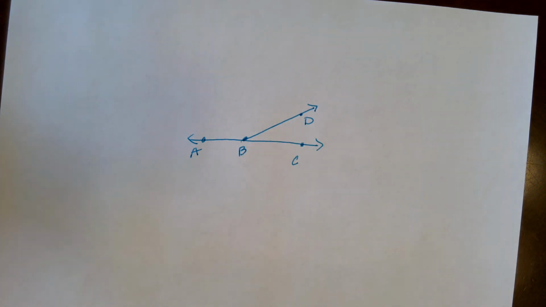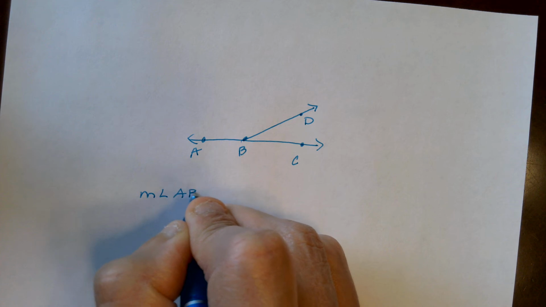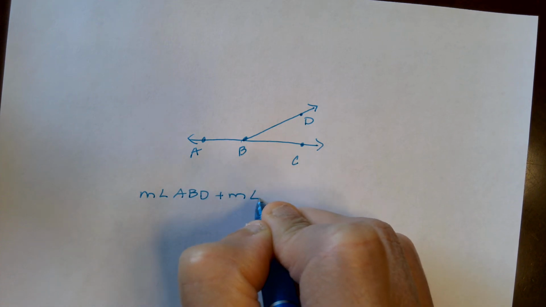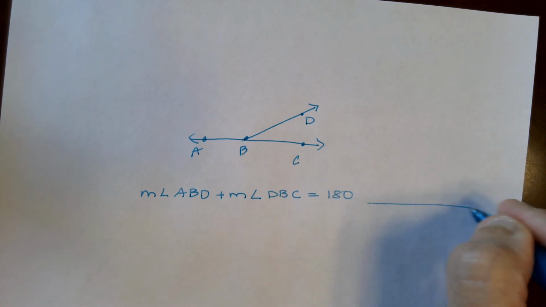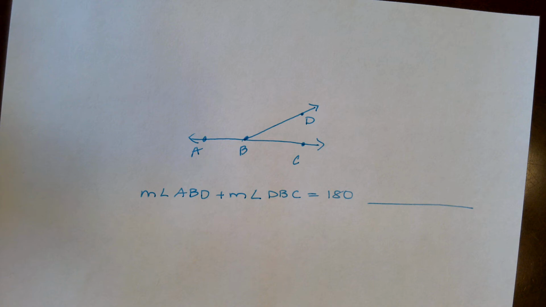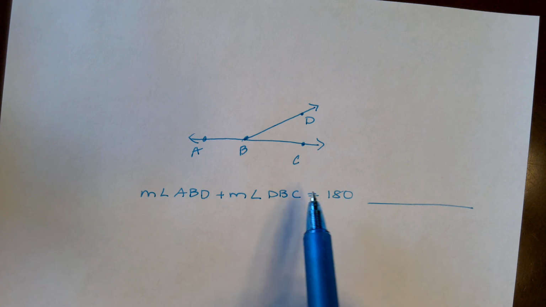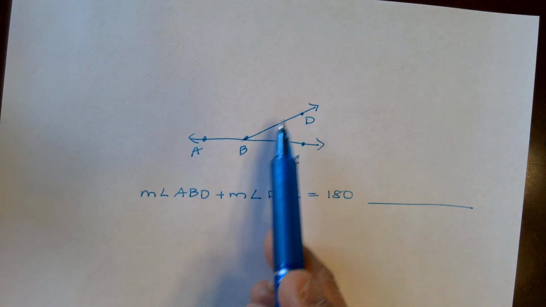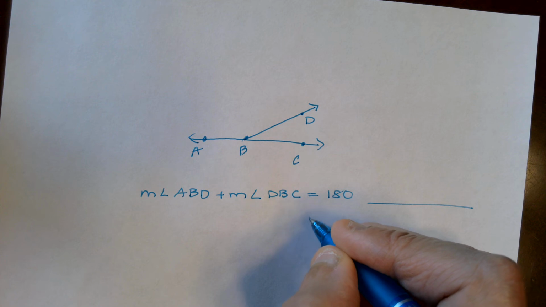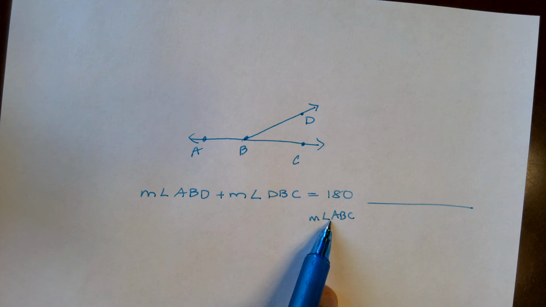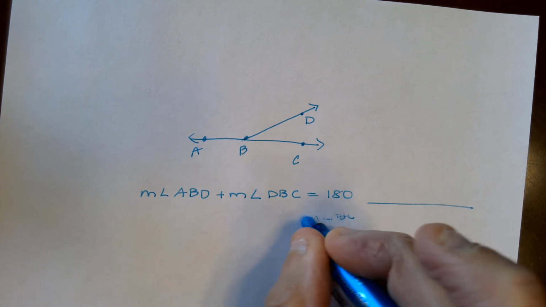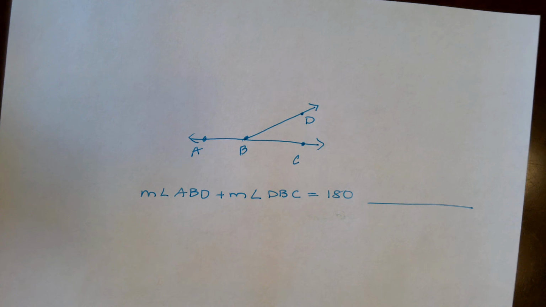And I said that the measure of angle ABD plus the measure of angle DBC was equal to 180. What would you give me for a justification? How can I say that? Now keep in mind, I'm not saying ABD plus DBC is equal to the measure of ABC. If I would have said that, that would be the angle addition property. I didn't. I said it was actually equal to a number, 180. What do you guys think?